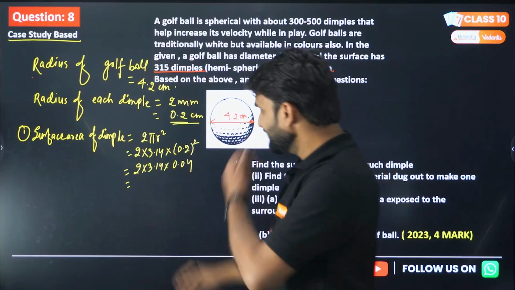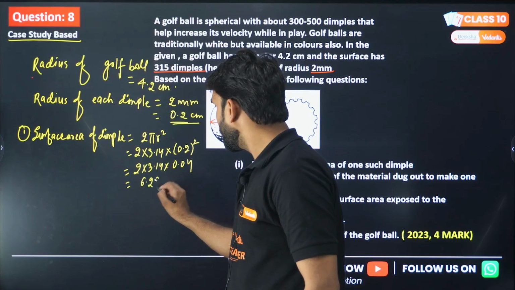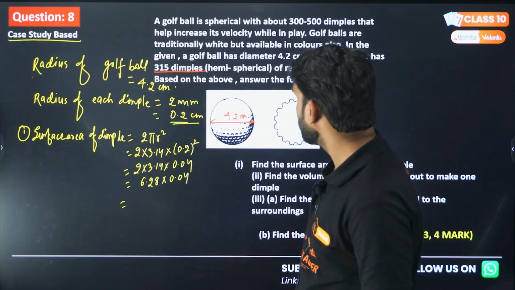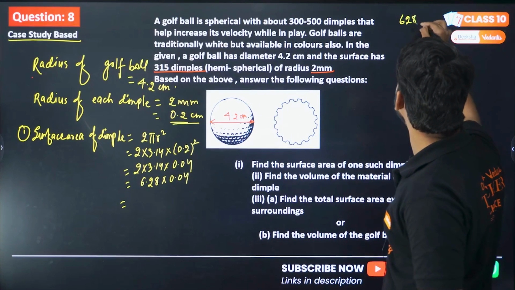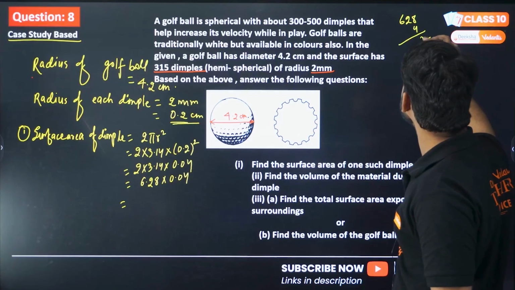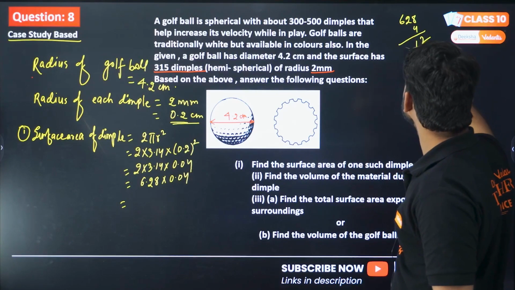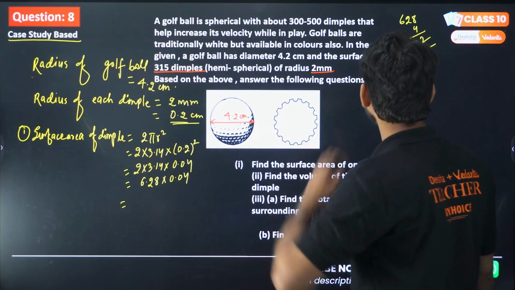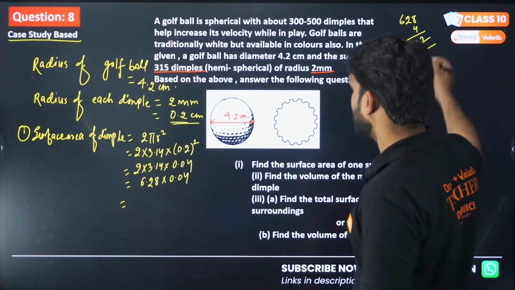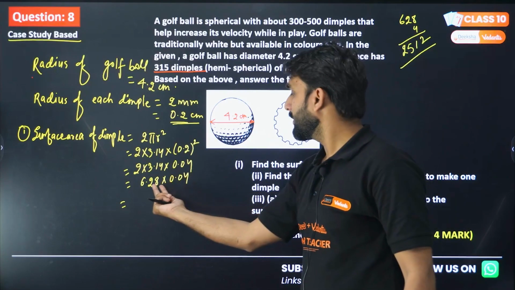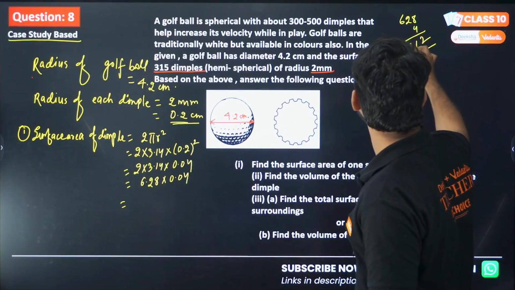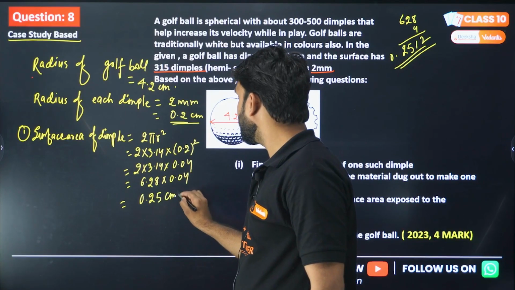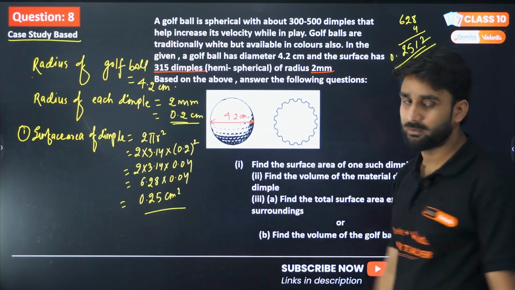What will be the result? This will be 6.28 into 0.04. So we can solve here 628 into 4. This will be 2, 3, 11 and 25. I hope this is correct. Yeah, now we can put the decimal, 4 digits will be there, so this will be 0.25. So 0.25 centimeter square is the answer. First answer we have solved.